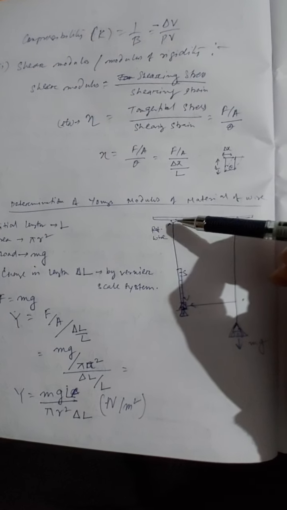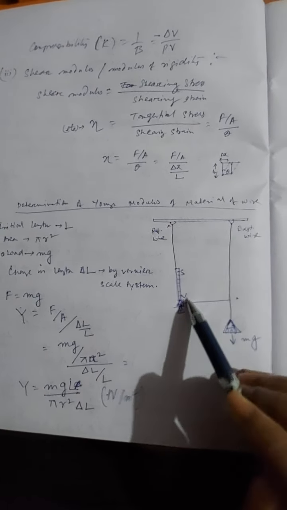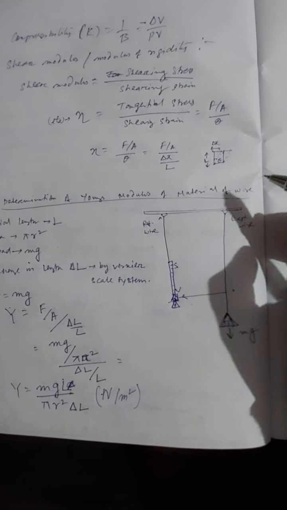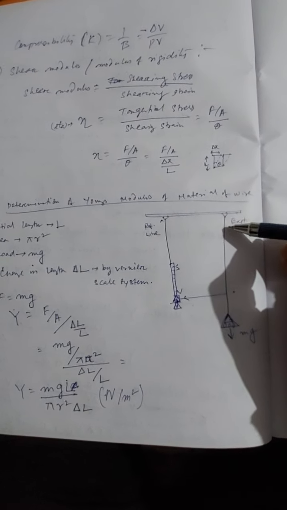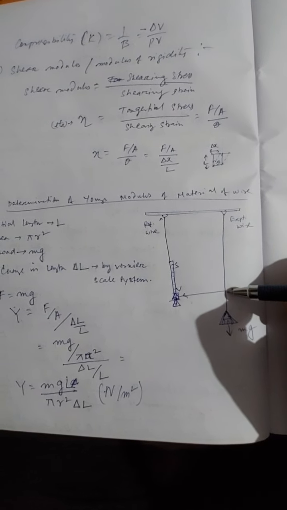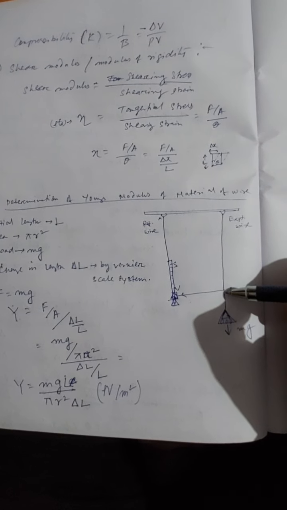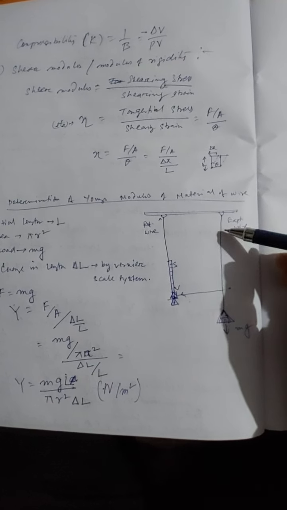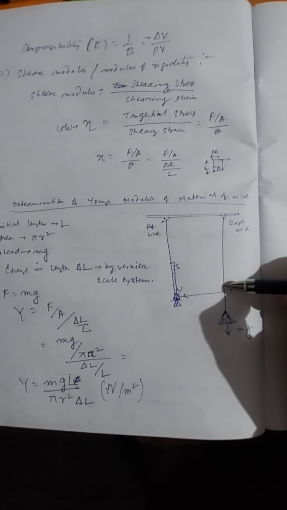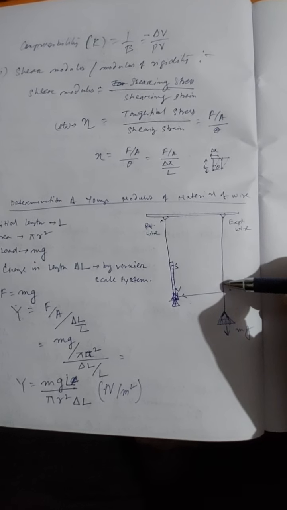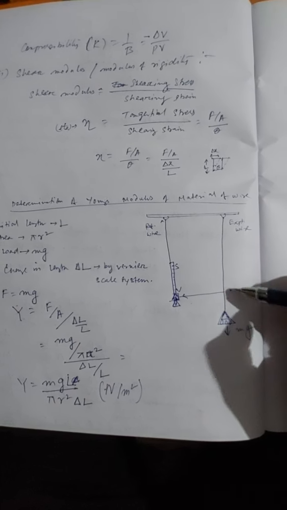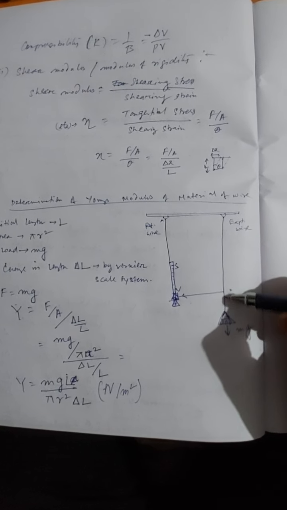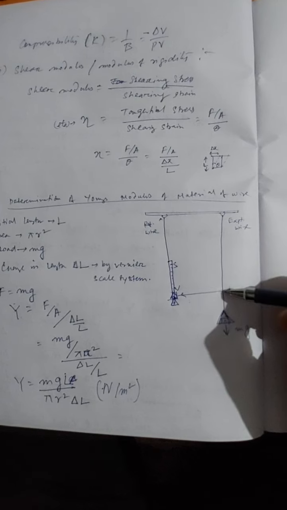This is a reference wire where the scale is attached. Now this is the experimental wire, whose Young's modulus we have estimated. In this experiment, we will produce strain by applying stress in this wire. The strain will be the longitudinal strain because the stress applied is in one direction.